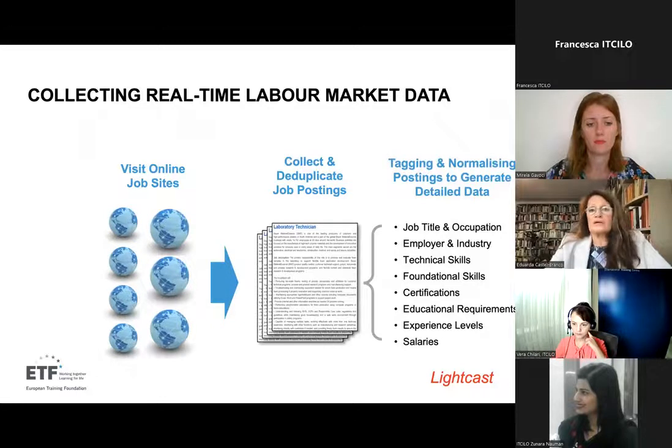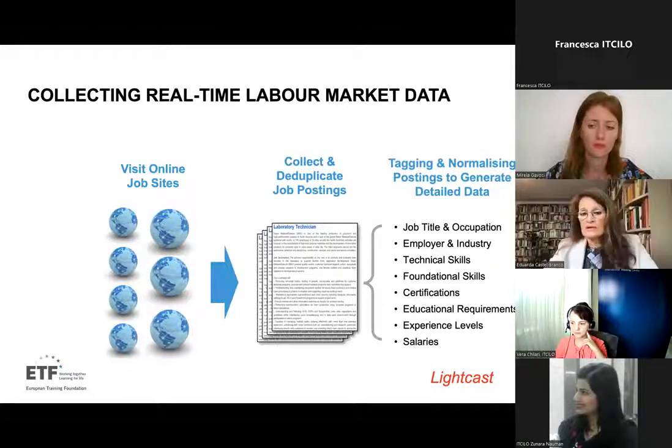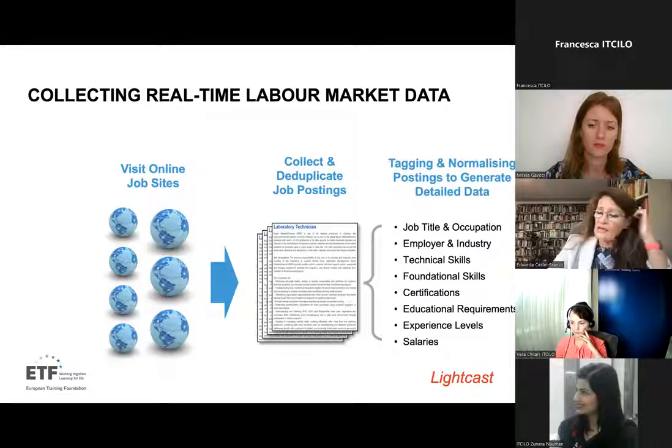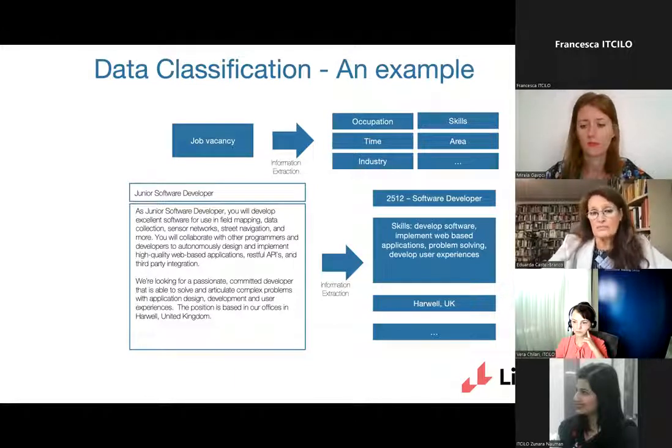Collecting real-time labor market data means then visiting the online job sites, deduplicating the job postings, and then tagging, normalizing. This unstructured data needs to be structured through a normalization process to generate then detailed data, like the job profile and occupation, employer and industry, technical skills, etc., experience levels, even, as requested, salaries, educational requirements. So there are a number, of course, of variables that can be extracted.